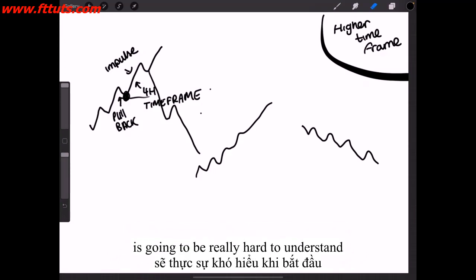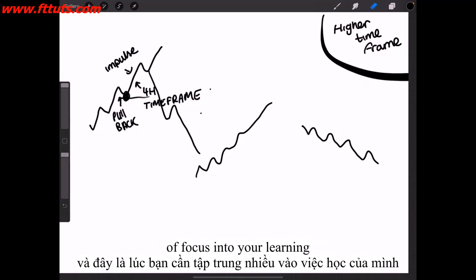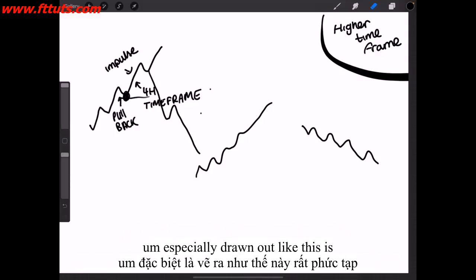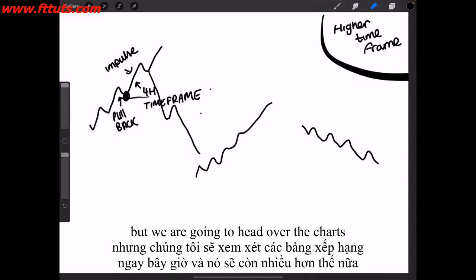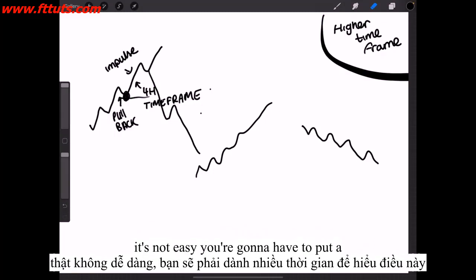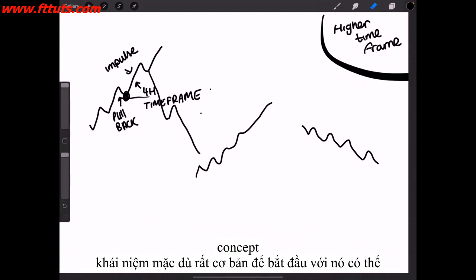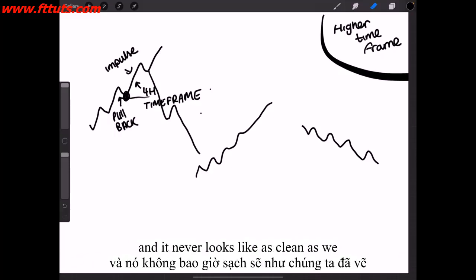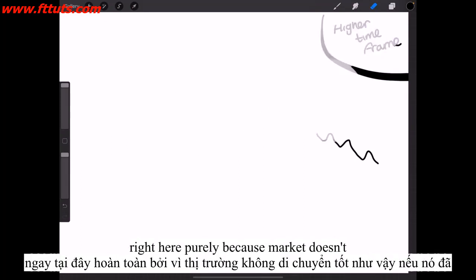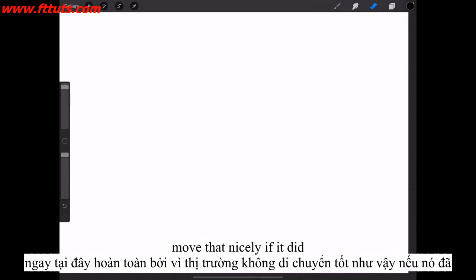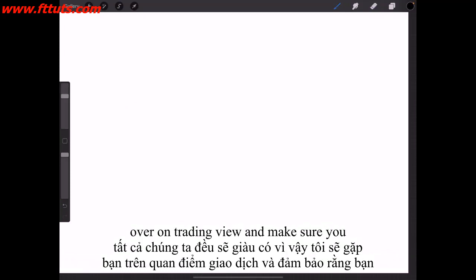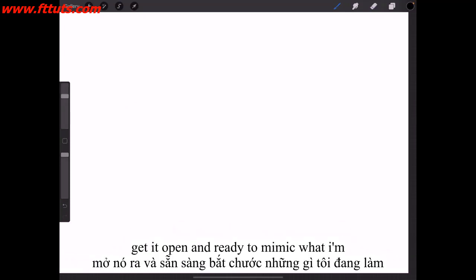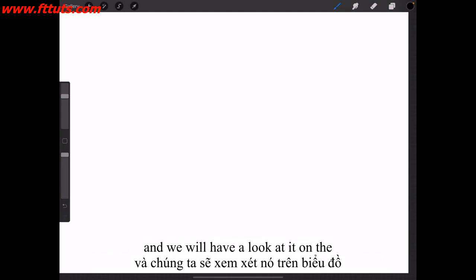Now I know this is going to be really hard to understand to begin with, and this is where you need to put a lot of focus into your learning. Especially drawn out like this is very complicated, but we are going to head over to the charts now, and it's going to get a lot more complicated, and I'm going to tell you this now. It's not easy. You're going to have to put a lot of time into understanding this concept. Although very basic to begin with, it can be overcomplicated. You've got to keep it simple, and it never looks as clean as we have drawn right here, purely because market doesn't move that nicely. If it did, we'd all be rich. So I'm going to see you over on TradingView. Make sure you get it open and ready to mimic what I'm doing, and we will have a look at it on the chart.